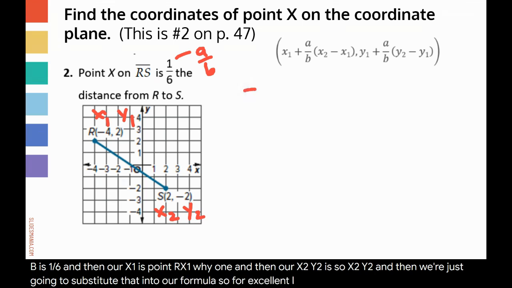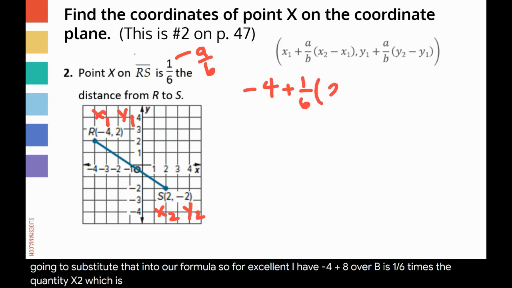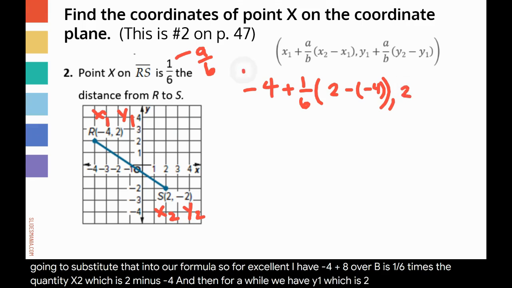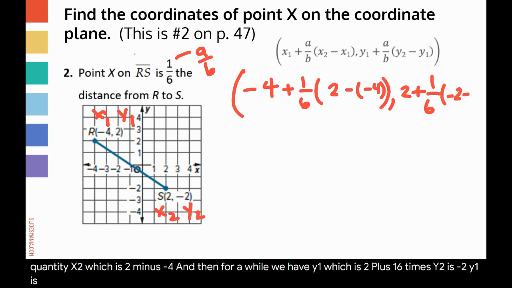So for x, I have x1, which is -4, plus a over b, which is 1/6, times the quantity x2, which is 2, minus -4. And then for y, we have y1, which is 2, plus 1/6 times the quantity y2, which is -2, minus y1, which is 2. So -2 minus 2. Okay, so then we just need to simplify it.